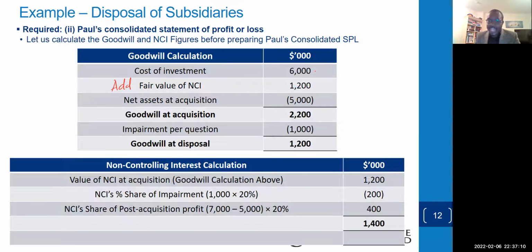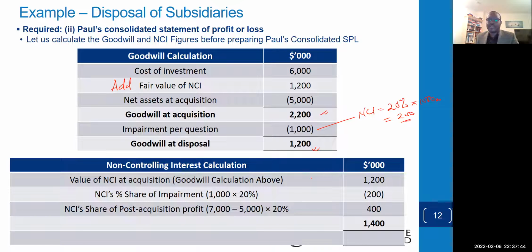Now, the detailed one, like I said, is the cost of investment that we know, as usual. We add our NCI fair value given, 1.2. Net assets at acquisition, we subtract, 5 million, and we get 2,200 at acquisition. There was an impairment figure of 1 million. The NCI will take 20% of 1 million, which gives us 200. And then we get a goodwill at disposal.